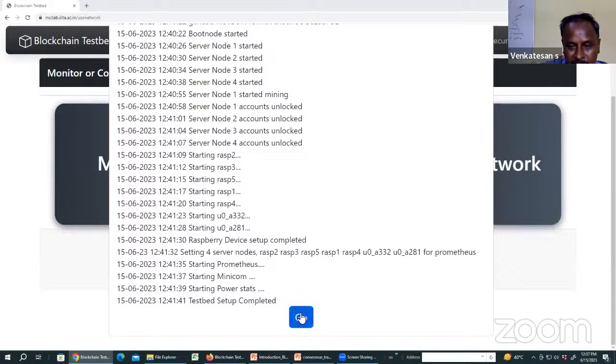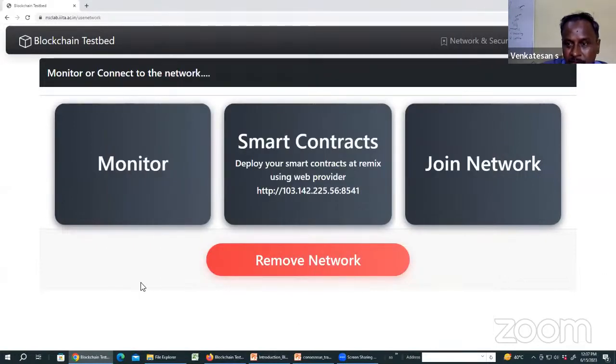So now the setup is done. So now we can monitor. I can also join the network remotely, wherever I am. I can join into the network. I can deploy the smart contract using Remix. But anyway, it will be connected with ours, not the mainnet of Ethereum.